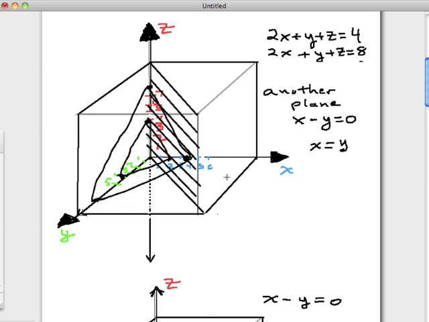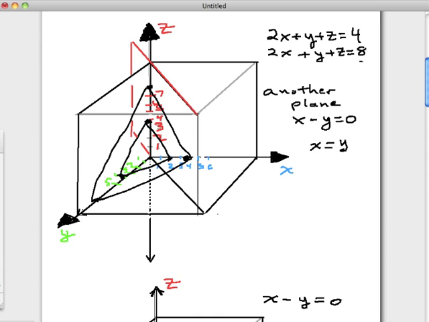Maybe I should put them in a different color. So, you know what? I'll just leave it the way it is. And again, just like before, this plane right here goes... let me do it in red. This plane does really go on forever. So it goes back here. But really, we're interested in where it intersects these other two planes.